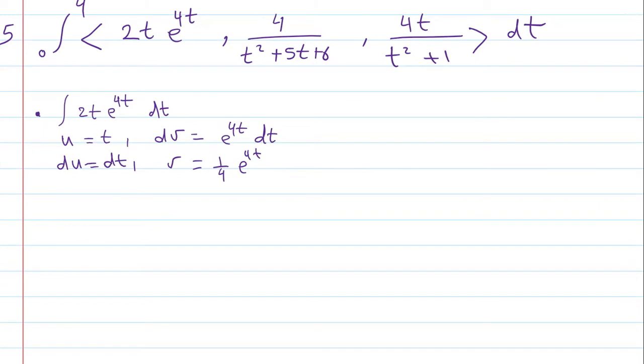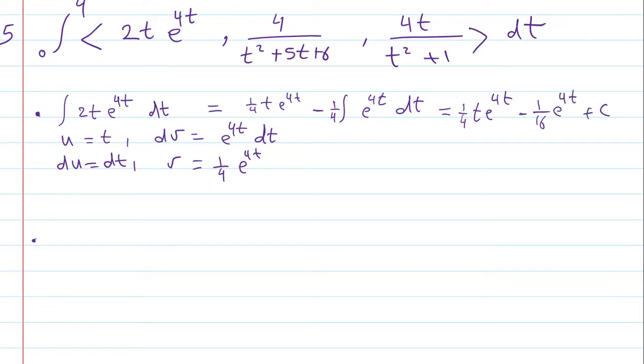Now, the integration by parts technique will give you that the given integral equals u times v. So we have 1/4 t e to the power 4t minus the integral of v du. So we have 1/4 e to the power 4t dt. So we have 1 over 4 t e to the power 4t minus 1 over 16 e to the power 4t plus constant.